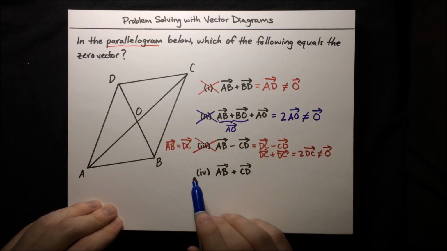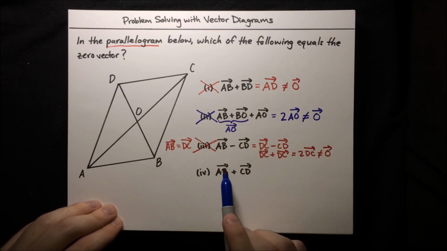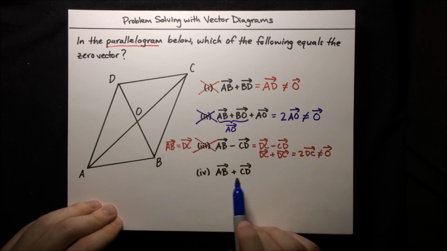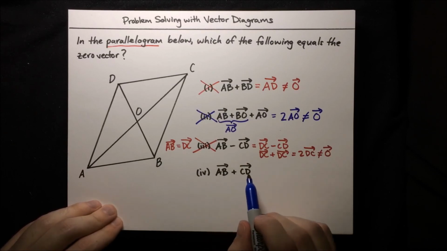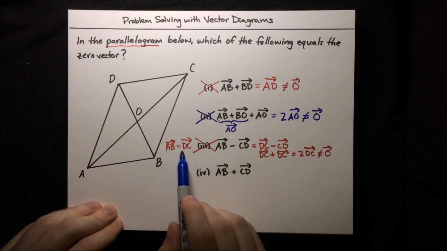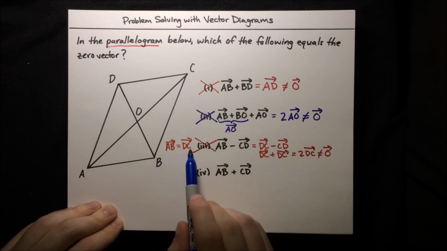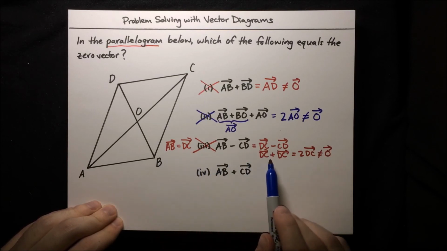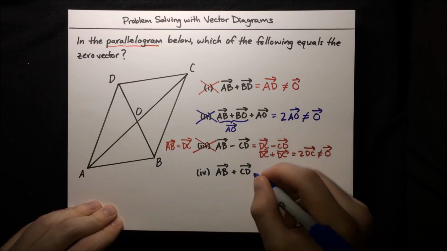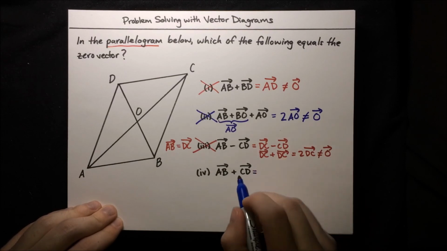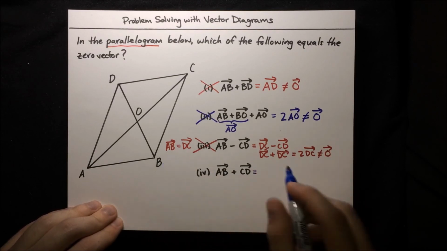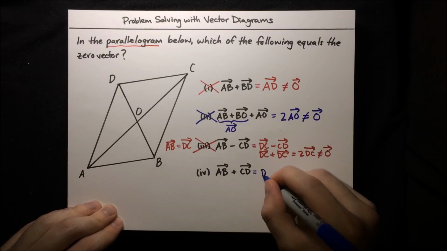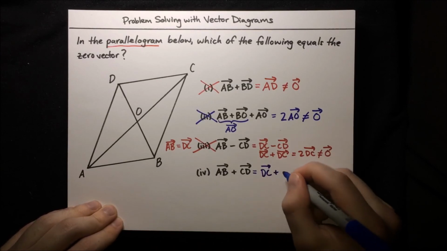Okay, so it's got to be choice 4, right? Maybe it's a trick question. Maybe none of these are the 0 vector. So we better work out this choice just to make sure. Alright, so AB plus CD. Well, why don't we use the same equation that we used earlier, AB equals DC. We used that in the previous choice to simplify it, and this is very similar, so let's use it here also. So subbing in for AB, we have that AB equals DC, so this becomes DC plus CD.